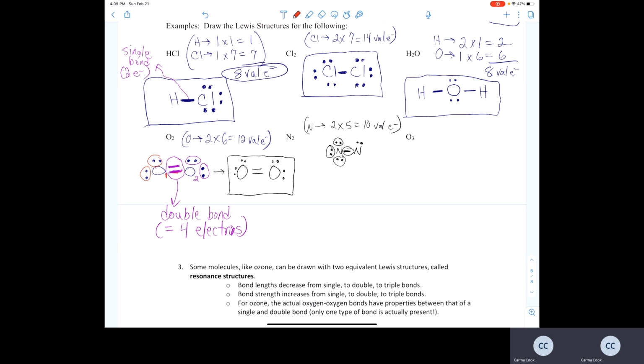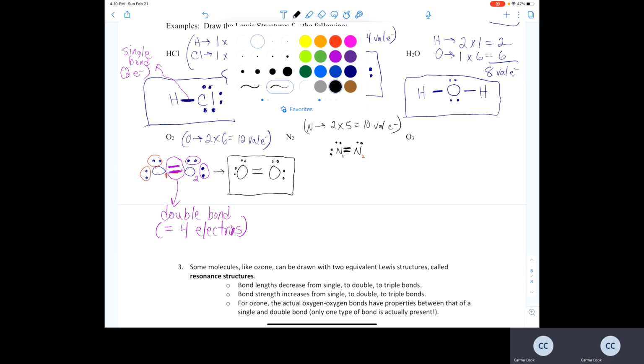However, nitrogen 2 is not happy. It only has 2, 4 electrons around it. So again, just like we did with the oxygen, we're going to take a pair of electrons away from nitrogen 1 that's happy, and we're going to move those electrons and put them as another single bond between the 2 nitrogens. Now we've got a double bond. But nitrogen 2 is still not happy. Nitrogen 1 is still happy.